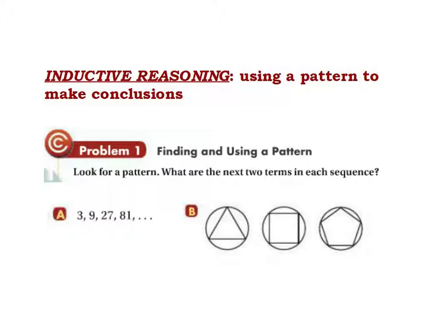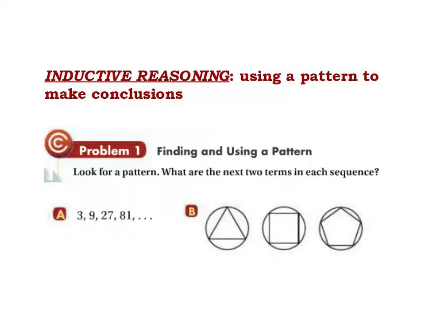In this example, it says, look for a pattern. What are the next two terms in each sequence? Sometimes we're just talking about a numerical pattern. If you can look at that and say it's 3, 9, 27, 81, well, I think we're just taking everything times 3, times 3, times 3. So we would just take our 81 times 3, and then that answer times 3. It says, what are the next two terms?